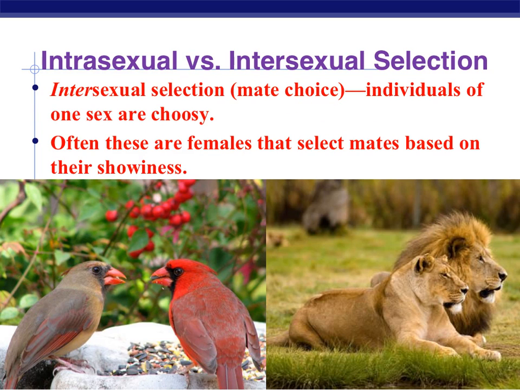Okay, versus intersexual selection, which we call mate choice. And it's where the individuals of one sex are choosy. So often these are females, so the females tend to be the ones that are choosy, and they select mates based on their showiness, so how big their mane is, or how many brightly colored things they can bring them, or how well they dance, stuff like that. That would be intersexual selection.